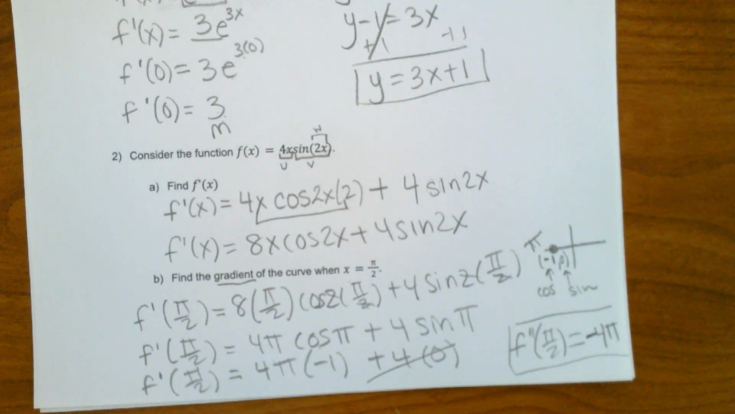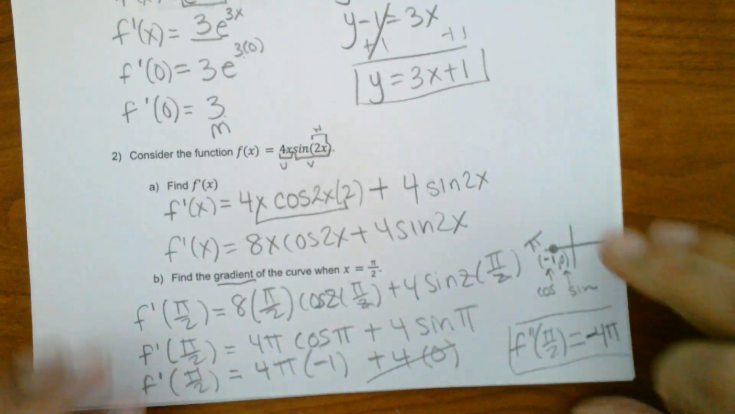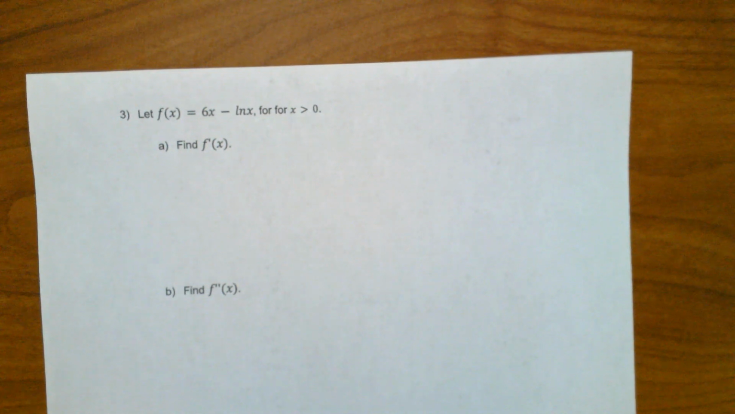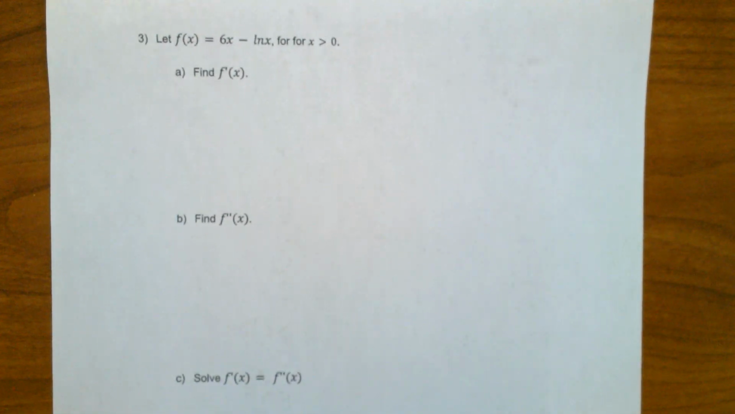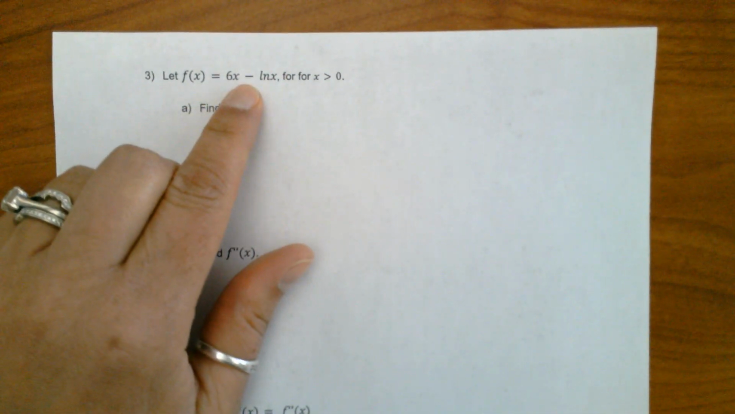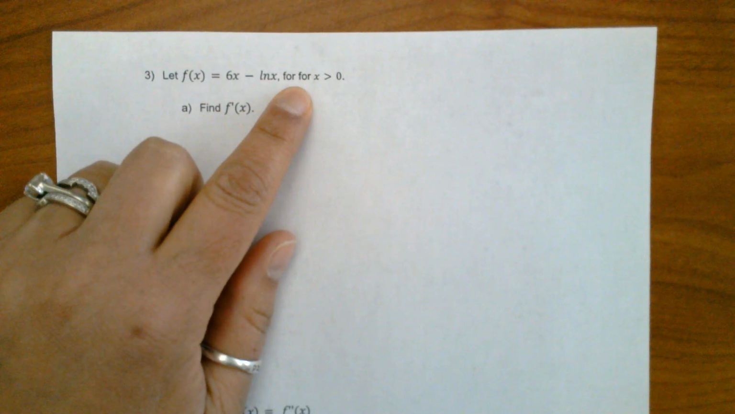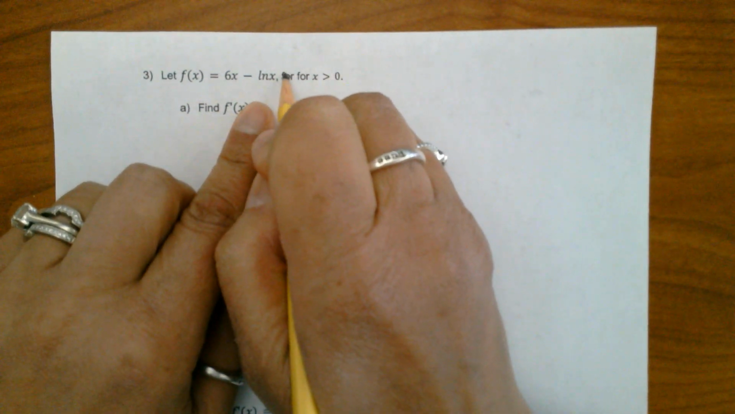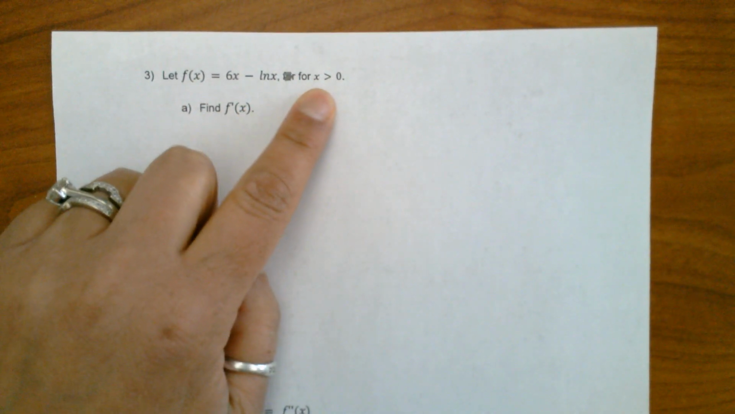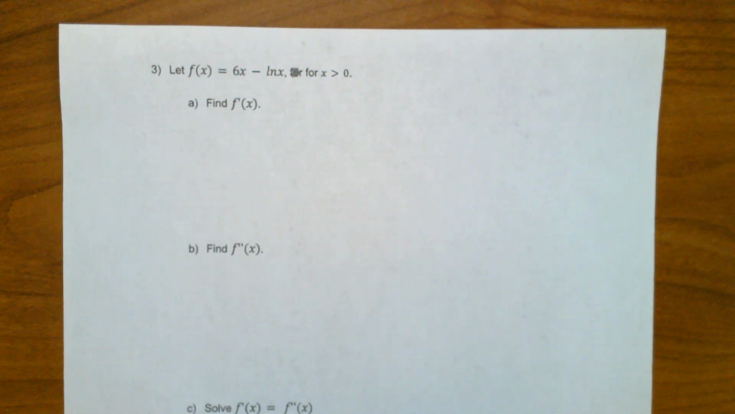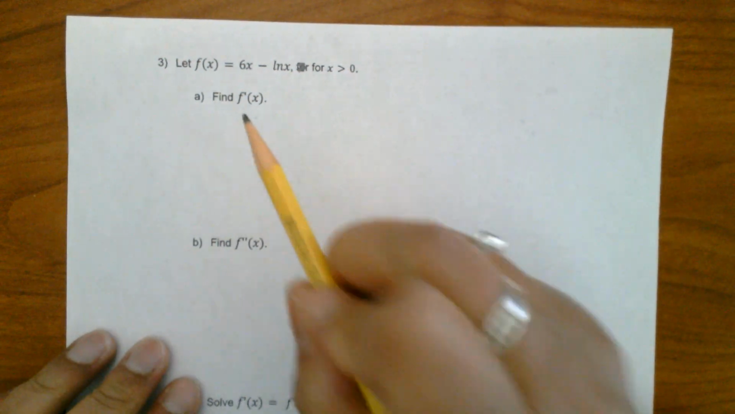Okay, little review, something new. Let's keep going. All right, and number 3, this is going to be the last example. We are going to let f of x equal 6x minus the natural log of 4x, where 4x is greater than 0. First, we're going to have to find f prime of x.